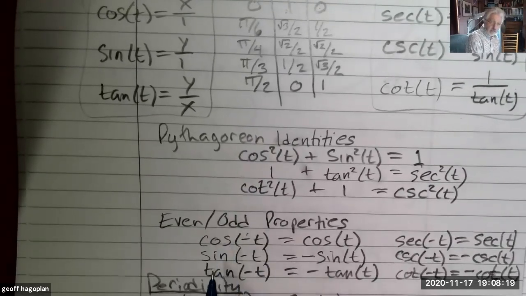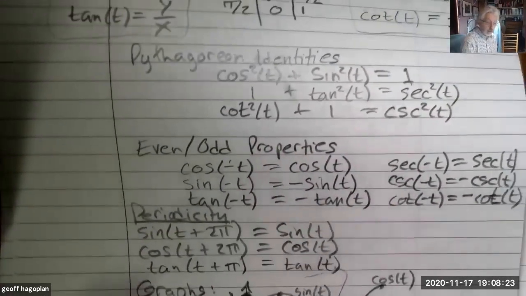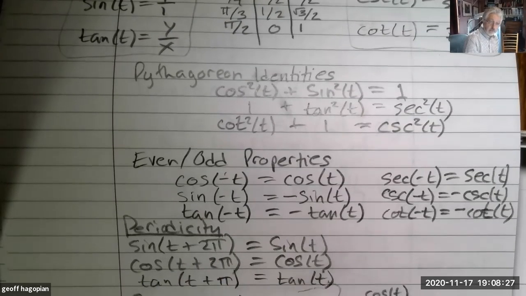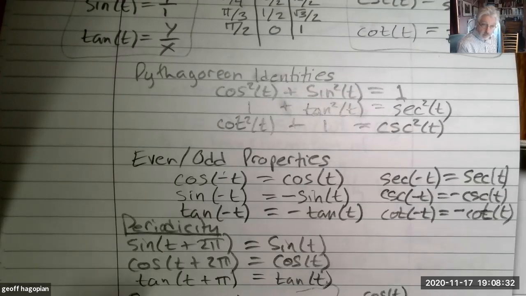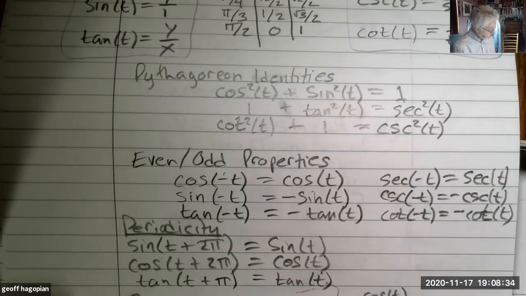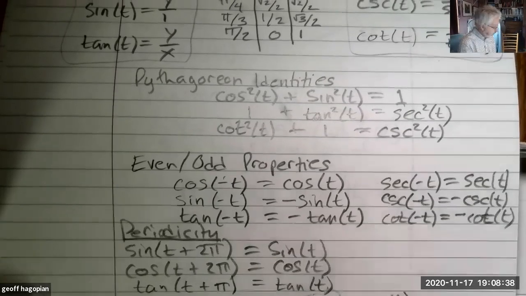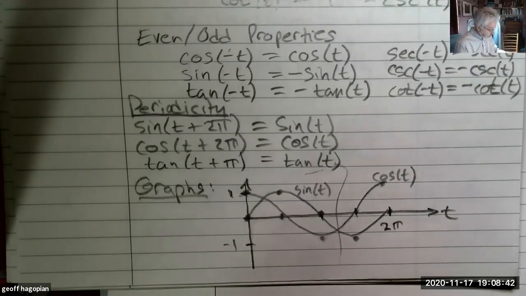Cosine is even, sine and tangent are odd. There's the periodicity: sine repeats every 2 pi, cosine repeats every 2 pi, and tangent repeats every pi. Any multiple of pi will take you to a point where the tangent is the same. And then we have the graphs of these things, sine and cosine. I think we graphed a tangent here somewhere.